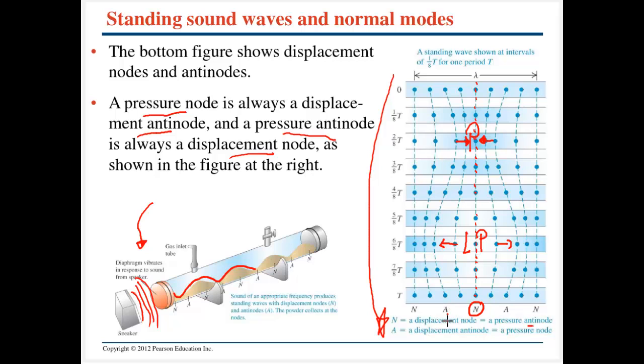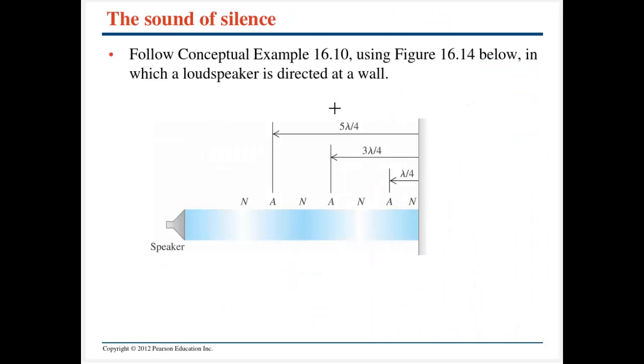A similar story works for the displacement antinodes. They're going to correspond to pressure nodes. The example 16.10 shows a loudspeaker that's directed at a wall, and we know at the wall there can be essentially no displacement, so that's going to be a displacement node. There's going to be no movement there. This is going to be a pressure antinode.